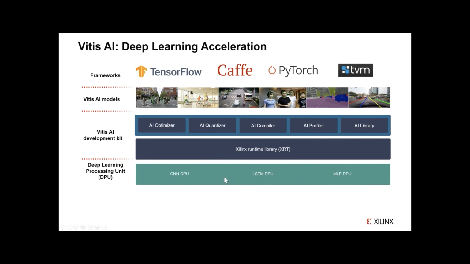At the heart of this solution is really what we call the DPU, the Deep Learning Processing Unit. And we have a CNN DPU today. We also have LSTM DPUs, and we have other types of DPUs that are in development. There are DPUs that are targeted towards specific tasks, and you can think of this as a soft co-processing IP core that sits in the programmable logic and does the heavy lifting of the neural network compute.